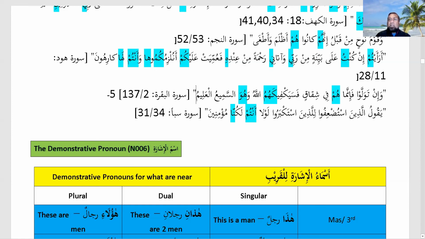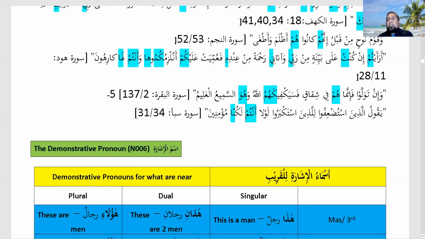يقول الذين استضعفوا للذين استكبروا لولا أنتم لكنا مؤمنين. Those who were oppressed will say to those who were powerful, those who were arrogant, لولا أنتم, had it not been for you, لَكُنَّا مُؤْمِنِينَ, we would have been believers.